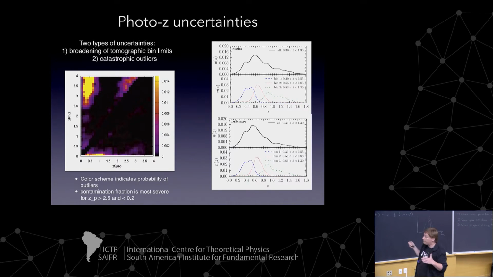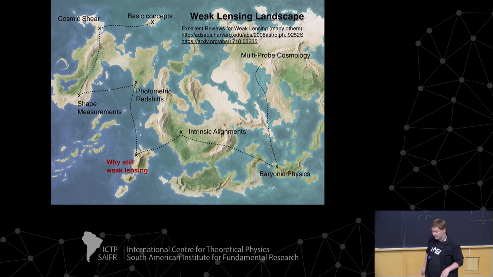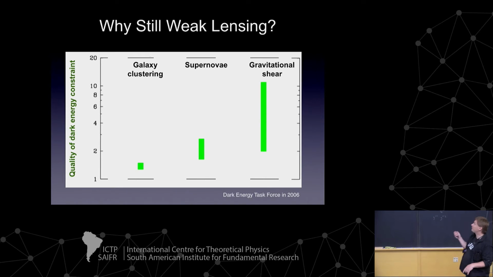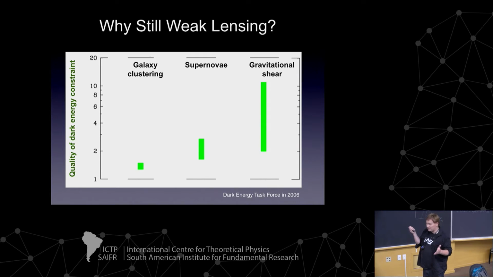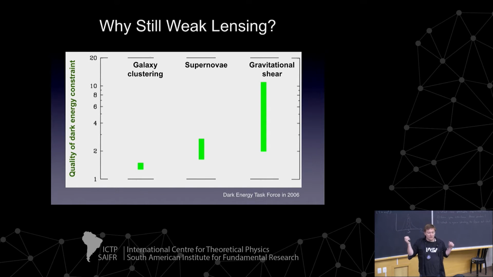Okay, so two effects: shifting of redshift distributions, broadening of redshift distributions, and the second one is these catastrophic outliers. And you can only get a handle on them if you have better spectroscopic samples and if you have narrow band photometry. All right, why still weak lensing? Just very quickly, it's a very simple answer. It's extremely powerful to constrain cosmology. The forecasts, or the predictions, kind of agree in that regard.